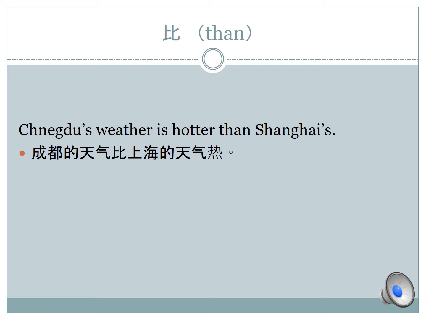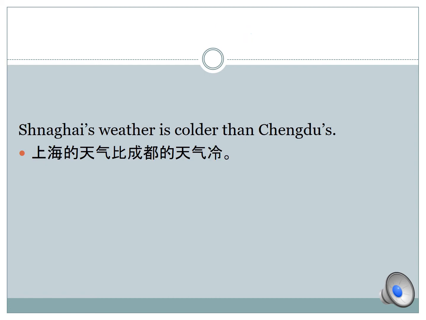Let's see if you can do the opposite sentence. So can you try to say Shanghai's weather is colder than Chengdu's? So the answer would be 上海的天气比成都的天气冷. Okay, so Shanghai's weather is colder than Chengdu's. So you put Shanghai as subject 1 plus 比 plus the second subject and adjective.